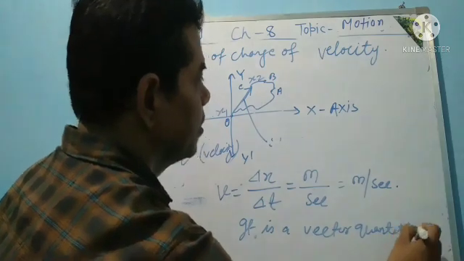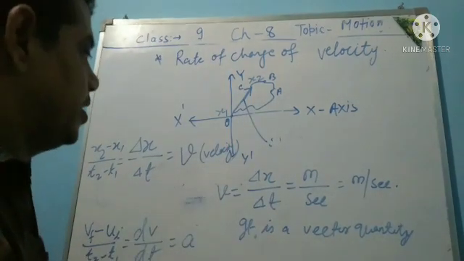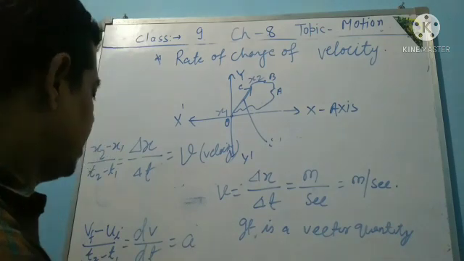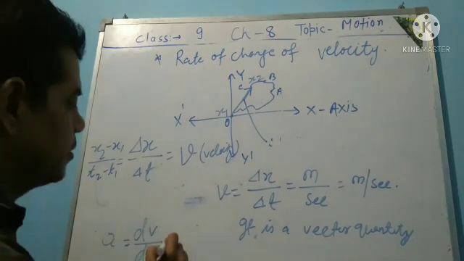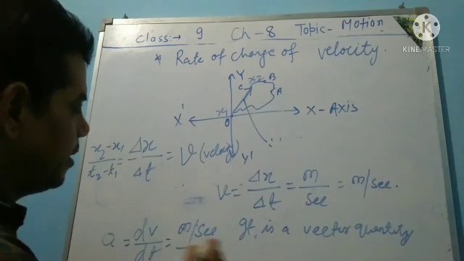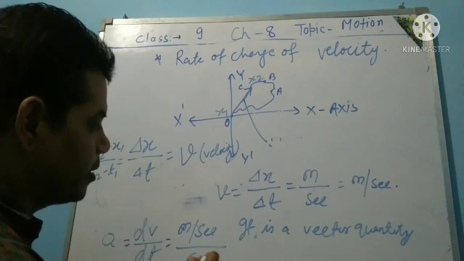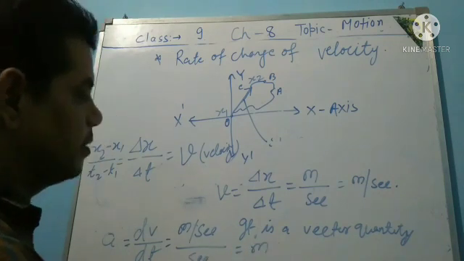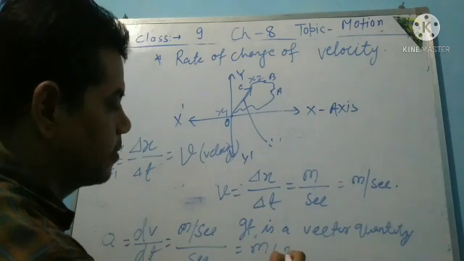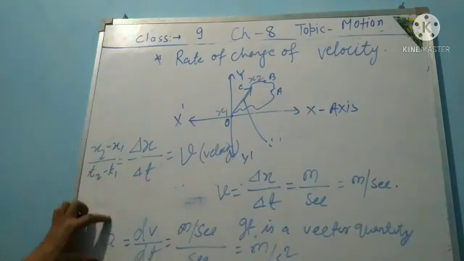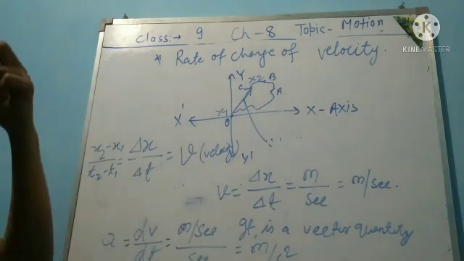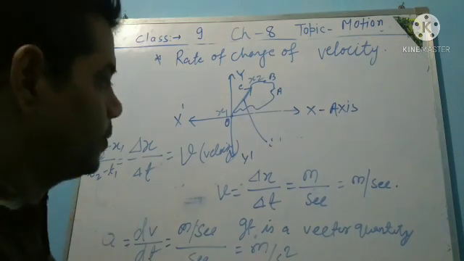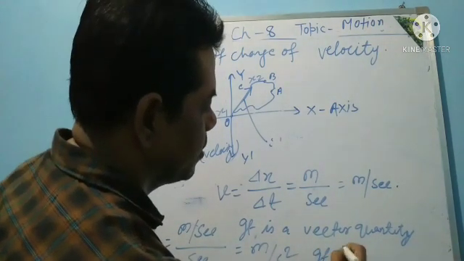Because it has both magnitude and direction, and again acceleration is taken. Velocity unit is meter per second and time unit is second. So meter per second square, that is acceleration unit, meter per second square, that is a standard unit. It is also a vector quantity.